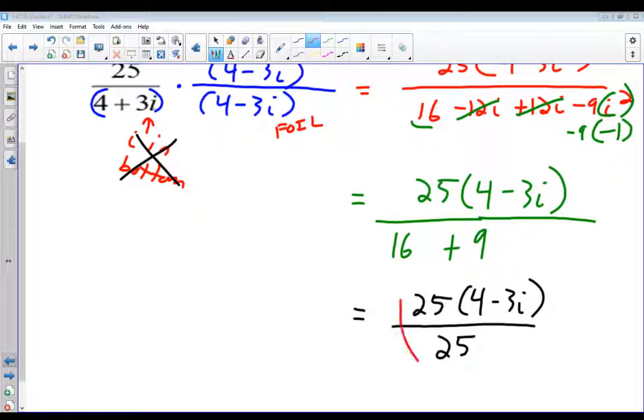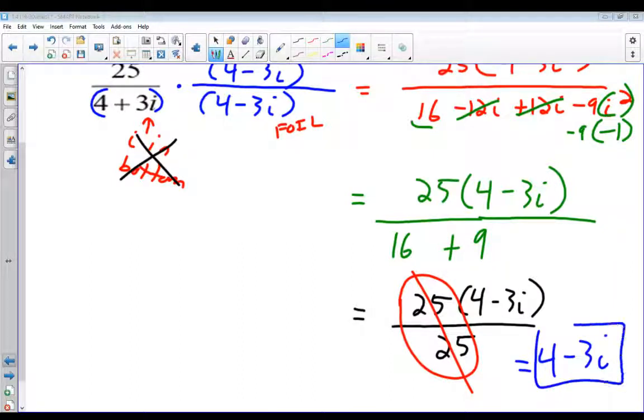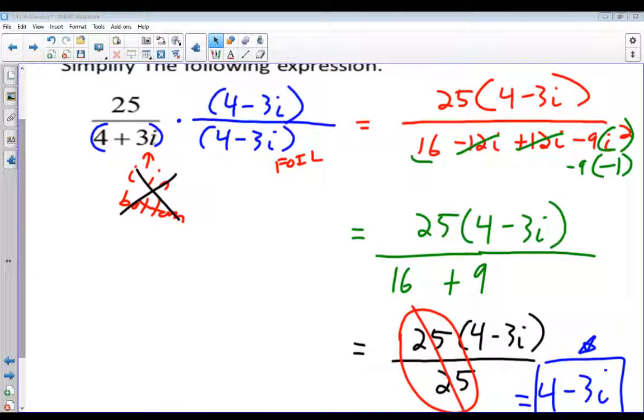Look at that. 25 on bottom, 25 on top. I can just cancel those out. And all I'm left with is 4 minus 3i. Look at that. There's not even a bottom. There's no i on bottom. I think we're done. 4 minus 3i, your final answer. Done. I think you like that one. That one was pretty sweet. Use that as a reference. Basically, anytime the top is just a number, don't distribute. See if it'll cancel out first, and then go from there.